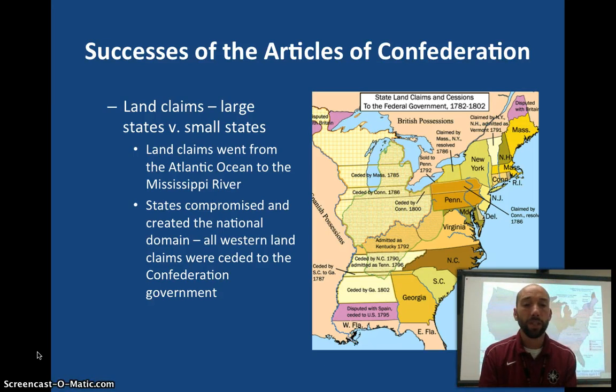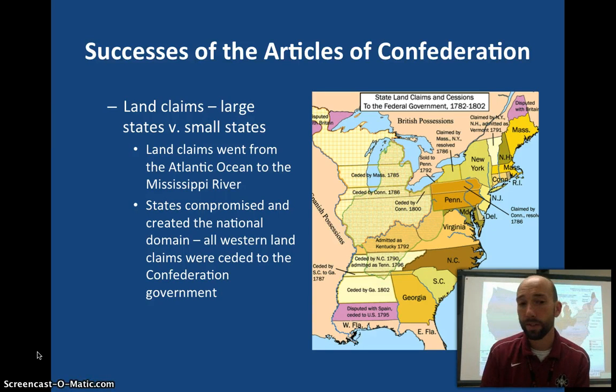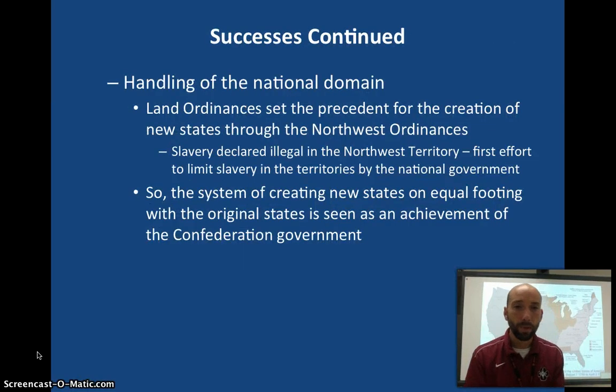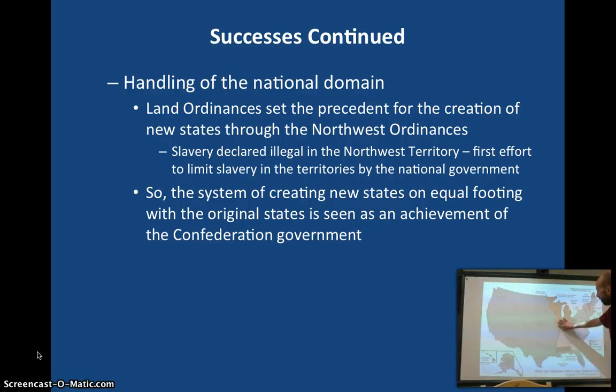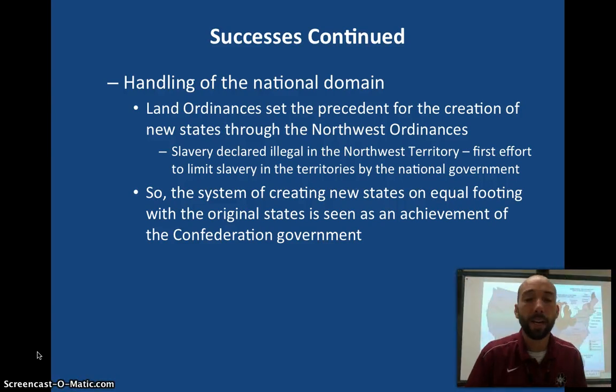And so what they eventually decide through the Land Ordinance of 1785 and the Northwest Ordinance of 1787 is that all that western land is going to be given to the government, and the government's going to decide how it's going to be broken up. It also dealt with slavery a little bit. Any land in that Northwest Ordinance, which would be the Northwest Territory up here, was going to be free of slavery. There was going to be no slavery in that area. And so this is going to outline a future debate that's going to happen later in American history.